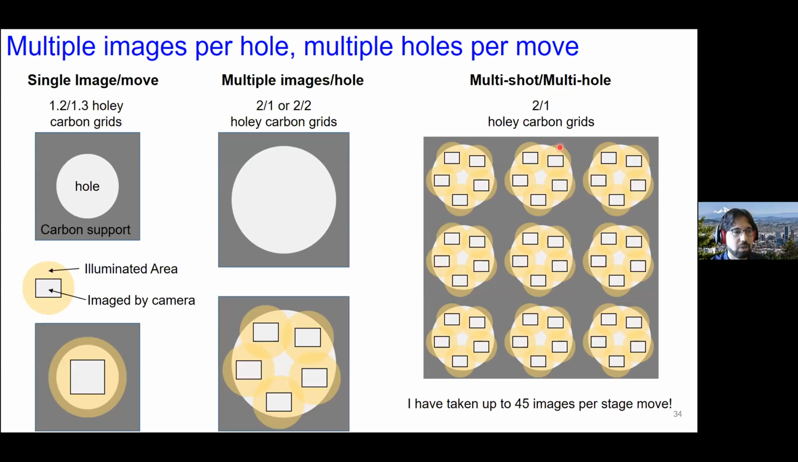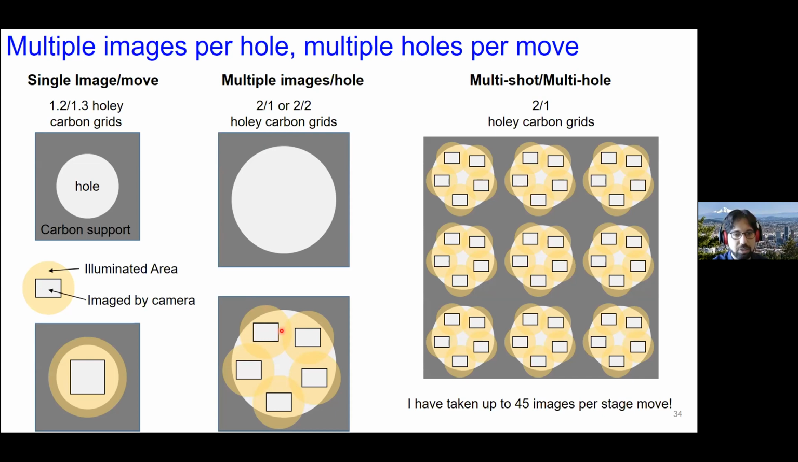Okay. So for our first data sets, because we were at relatively low magnification, we would move the stage, we would focus, then we would take one relatively low magnification image. That image was taken on a K2, and it covered basically most of the hole because we were using the 1.2 micron holes. But for the second project, we started moving to the 2 micron holes, so either 2.1 or 2.2 holey carbon grids, and we also went to higher resolution, higher magnification.